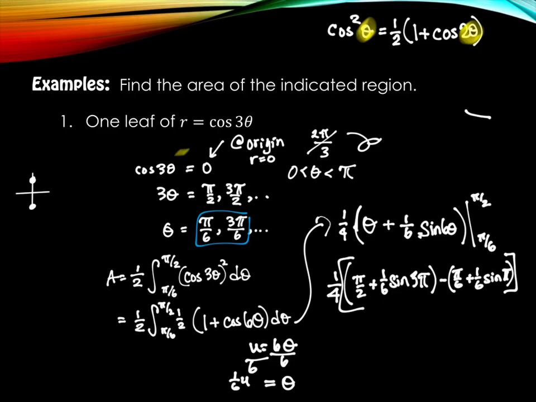Okay. Sine of 3 pi. What is the sine of 3 pi? That one's 0. And what's the sine of pi? Also 0, right? So a lot of this is just going to collapse. I do still have a 1/4. I do still have a pi over 2 and a minus pi over 6. So what is pi over 2 minus pi over 6?